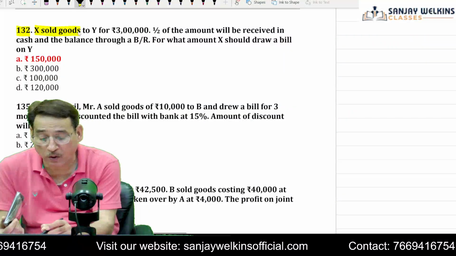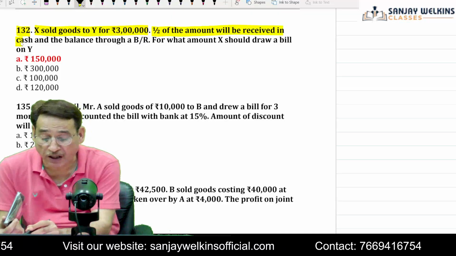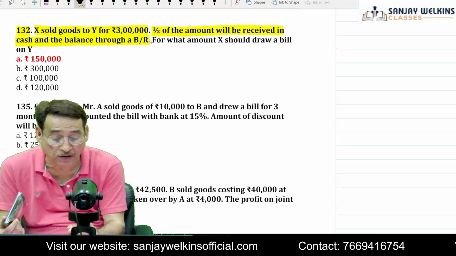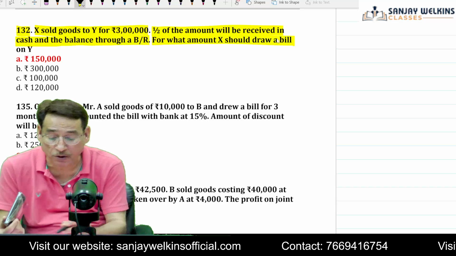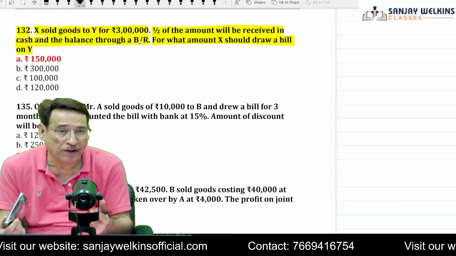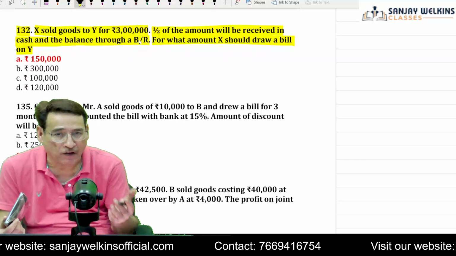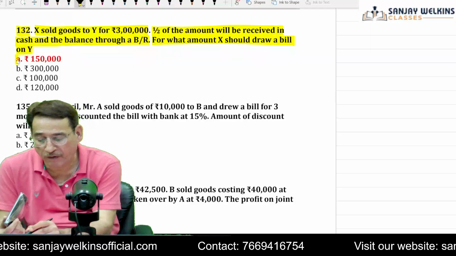132. X sold goods to Y for 3 lakh. Half of the amount will be received in cash and balance through bills receivable. For what amount X should draw a bill on Y? Very simple. Out of 3 lakh, one half I am receiving in cash, 1,50,000 I am receiving in cash. So for the balance, I will have to draw a bill and the balance will be 1,50,000.